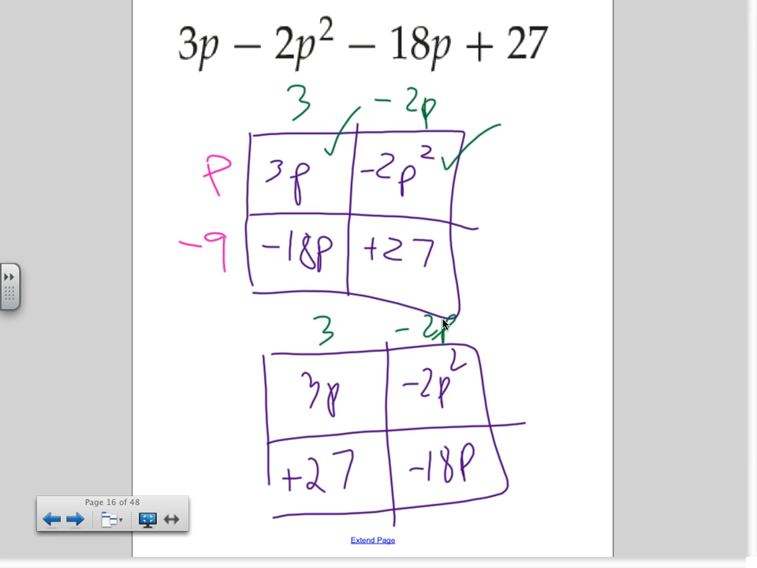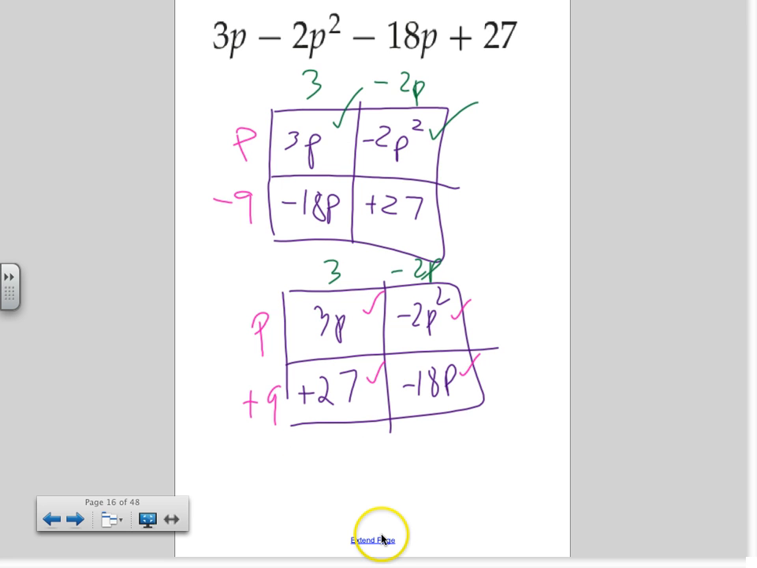And here, watch what happened. Because I switch it, and the first number is no longer negative, it's a positive, therefore this number right here turns back into a positive 9. You see it? So then, if you check it again, everything will work out just fine. So when you write it as a complete binomial of factors, you end up with 3 minus 2p, p plus 9.